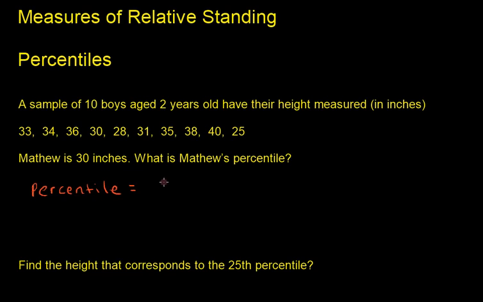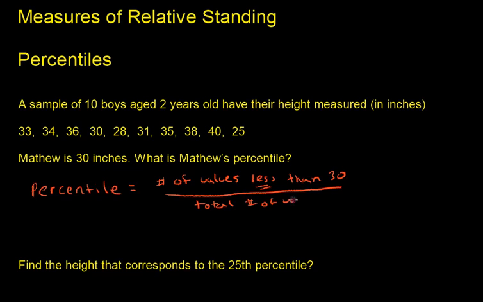All right, so let's write that down. Number of values or data less than 30 — less is the keyword — and then you divide that by the total number of values. Let's go ahead and calculate that. How many values are less than 30? 28 is less than 30. 25 is less than 30. So 2 values were less than 30 out of the 10.